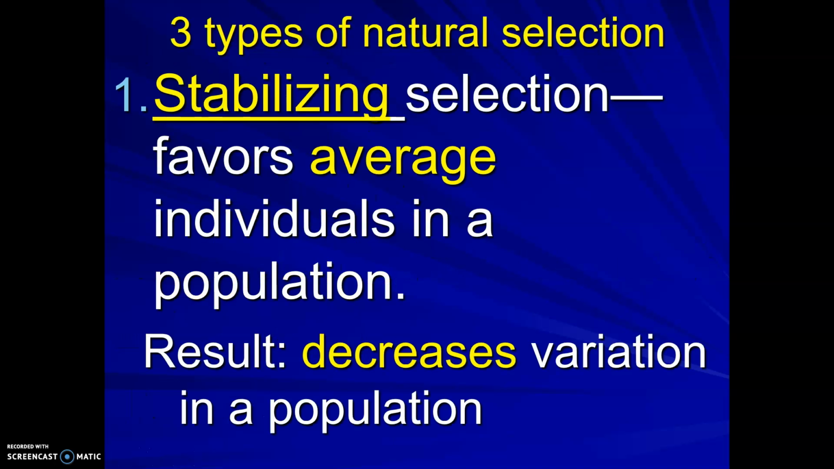So we're going to talk about 3 types of natural selection. This stuff is always really fun. The first one is called stabilizing selection. So think of stable. We're going to favor the average individuals in a population. The result is that this decreases variation in a population because if we're just favoring the middle, we're not going to have a lot on the 2 ends.